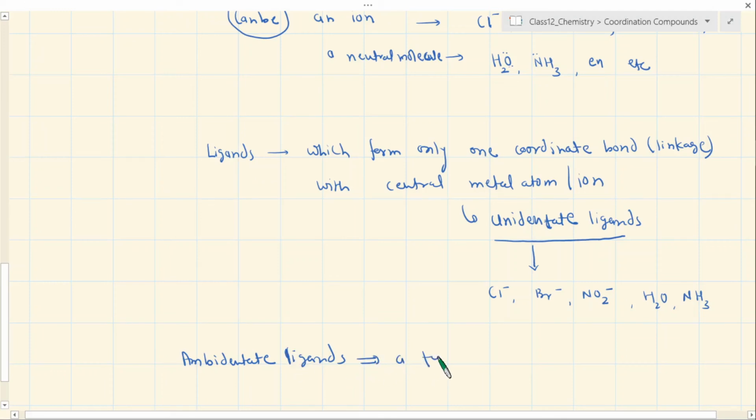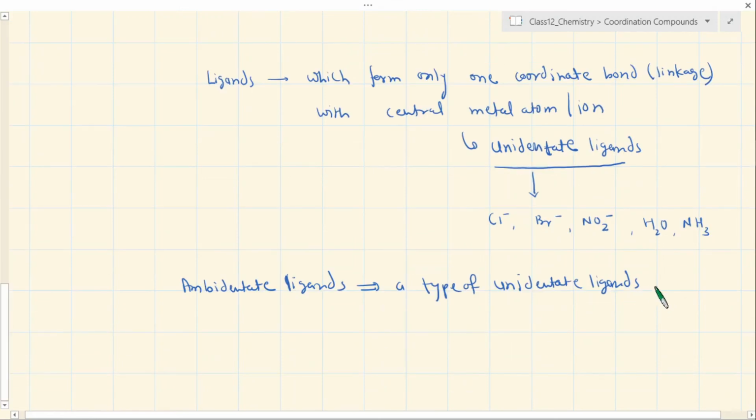a type of unidentate ligands which can attach to the metal through different atoms of its.